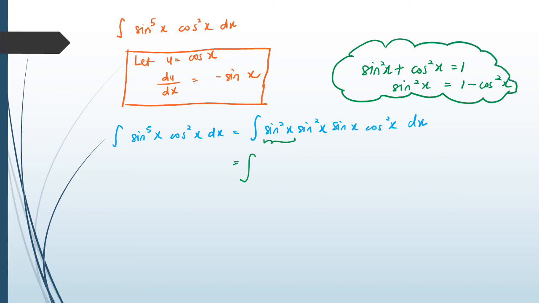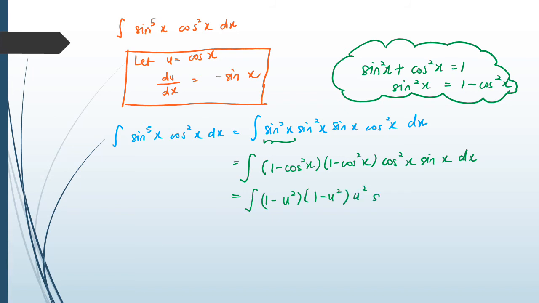What should I get next? 1 minus cos square x, 1 minus cos square x, cos square x, sine x dx. Open brackets accordingly, or perhaps there's no need to open brackets, just change this cos x into u. You should see 1 minus u square, 1 minus u square, u square, sine x dx.